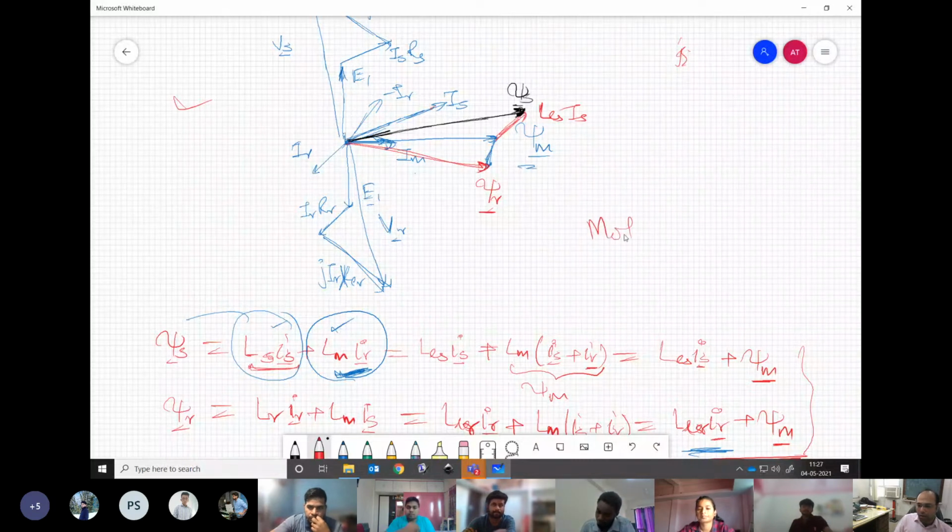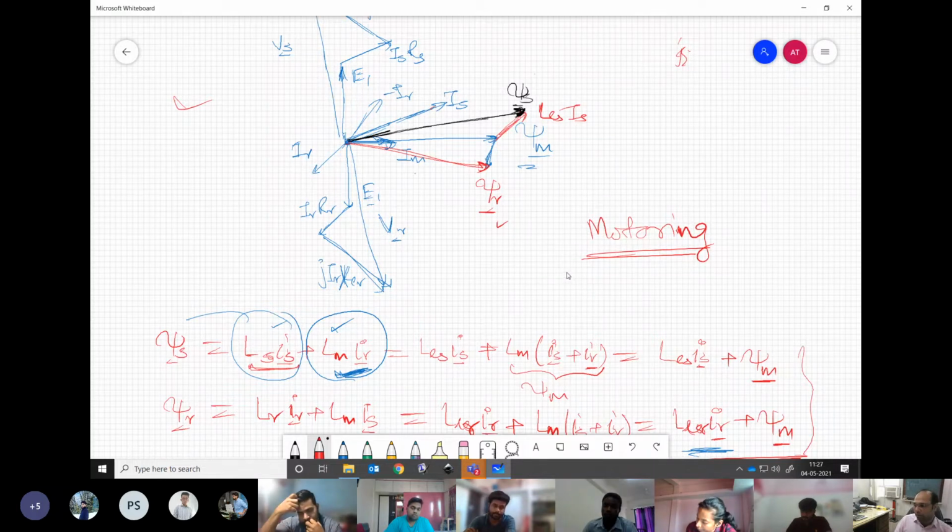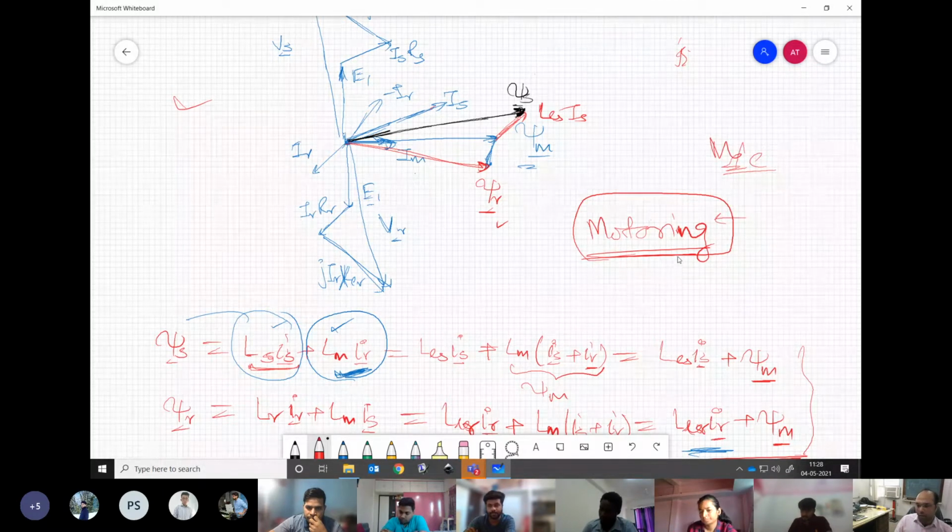This is in case of when we are in the motoring mode. Then the psi s is leading your psi r. In generating mode, this will be reverse. Your psi r would be leading the psi s. So in any machine analysis course, I can go in more details about how the motoring and generating modes will be different. But as of now, you take this. Correct?